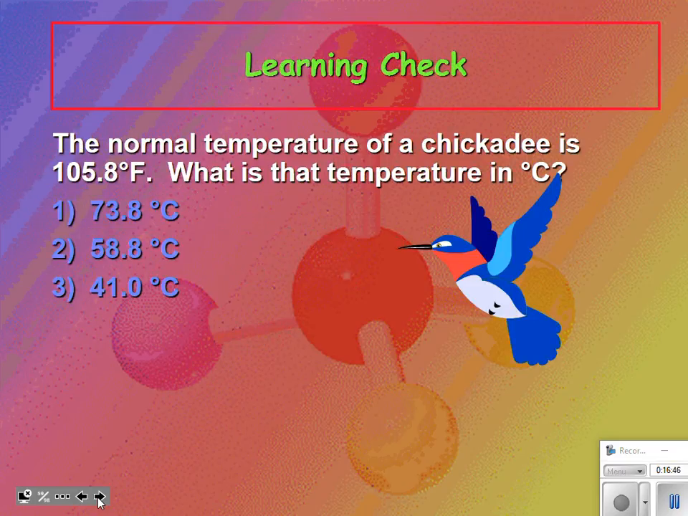Here's a learning check. I'm going to give you a second to do it. Go ahead and convert this, and we'll see which the answer is, 1, 2, or 3. When you did it, what'd you get? Number 1, number 2, number 3. You should have got number 3, 41 degrees Celsius.